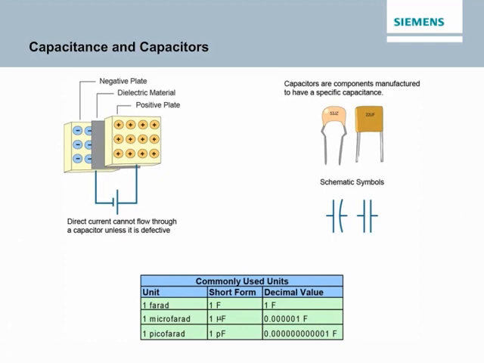The capacitance of a capacitor depends on the area of the plates, the distance between the plates, and the type of dielectric material used. The unit of measurement for capacitance is the farad, F. However, because the farad is a large unit, capacitors are often rated in microfarads or picofarads.